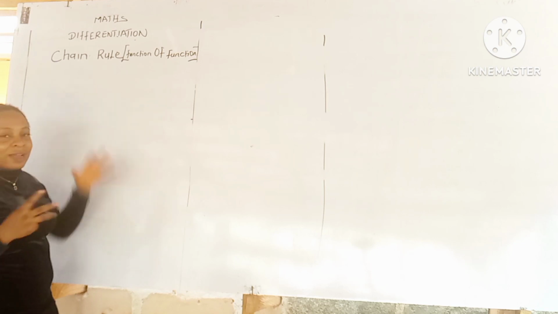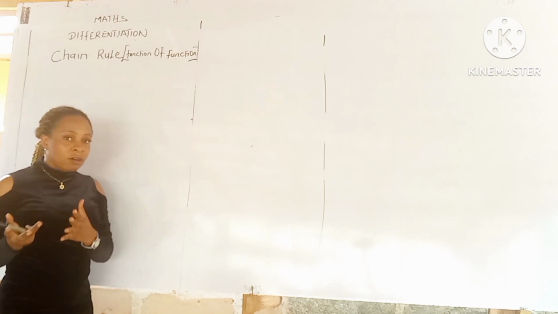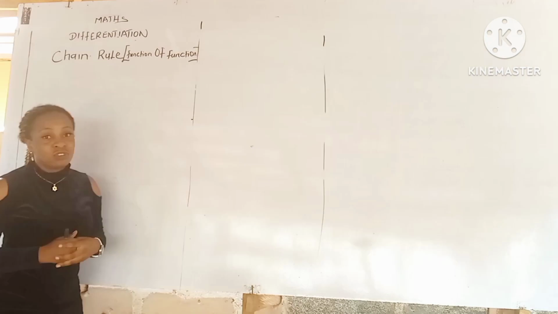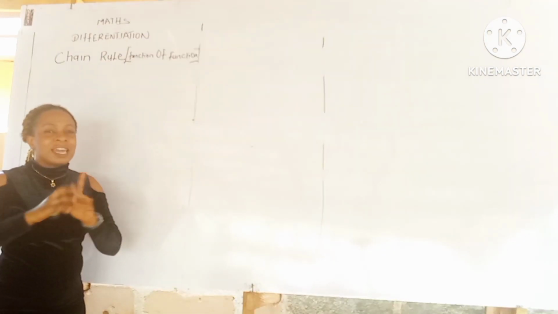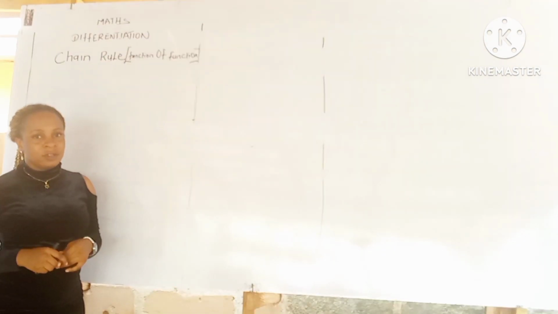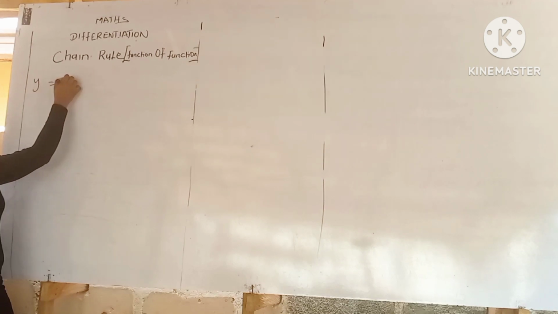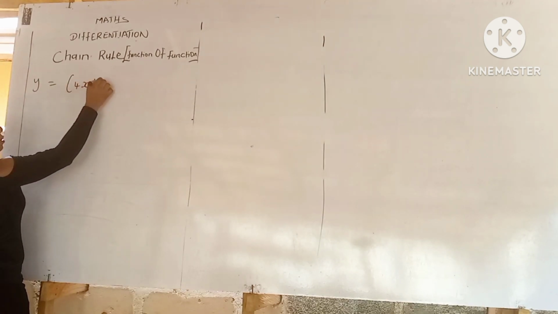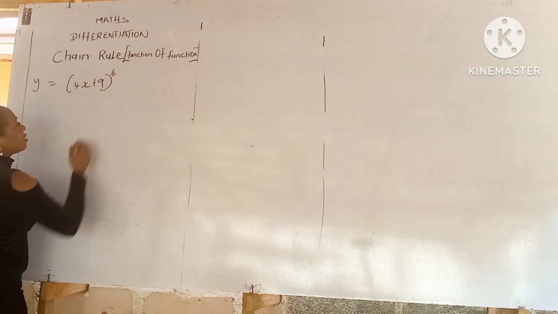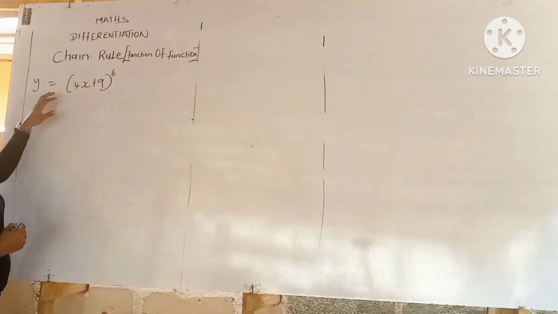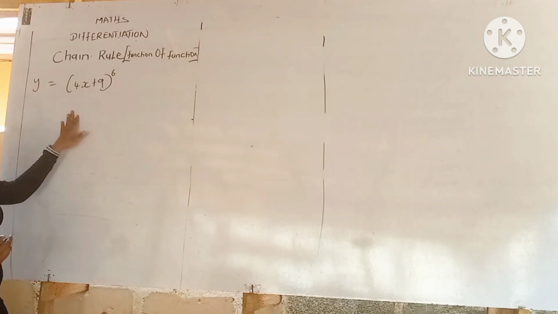It is when there is a bracket in a given y given to you, showing that a function is contained in another function. So have y is equal to (4x plus 9) raised to power 6. This is an example of what you're going to use chain rule to solve.